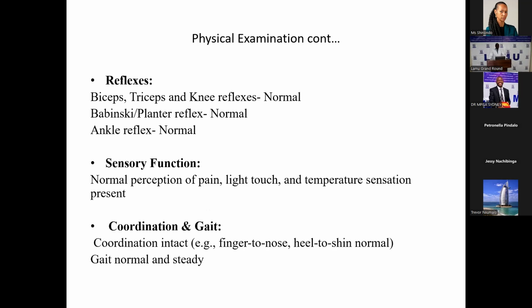Then the reflexes were all normal, including the biceps, the triceps, the knee, the plantar, as well as the ankle reflex. In the sensory function, there was normal perception of light touch, pain, as well as temperature. Then the coordination and gait: the finger to nose test was normal. The heel to shin test was as well normal. So the coordination was intact. Then the gait was normal and steady as well.